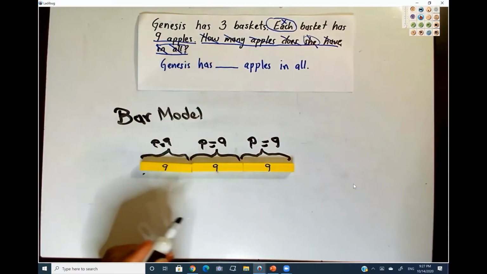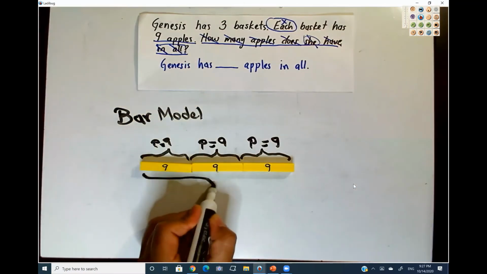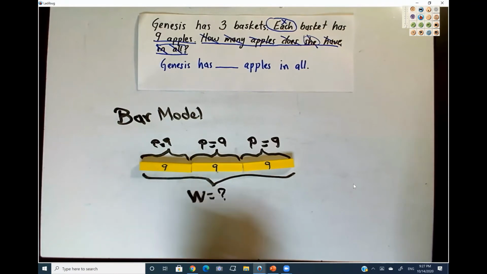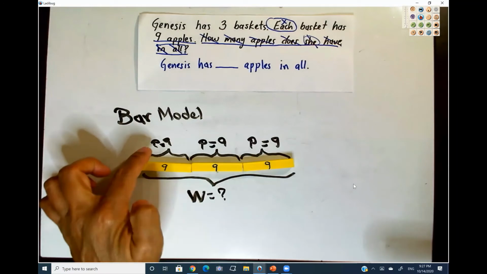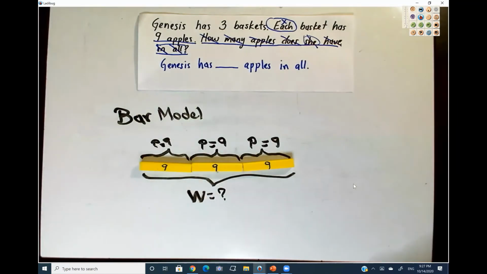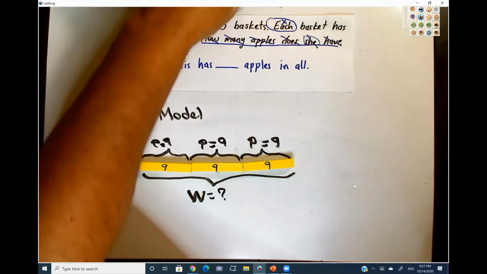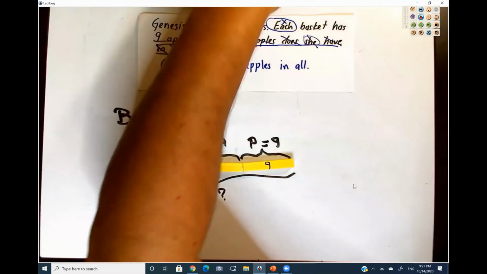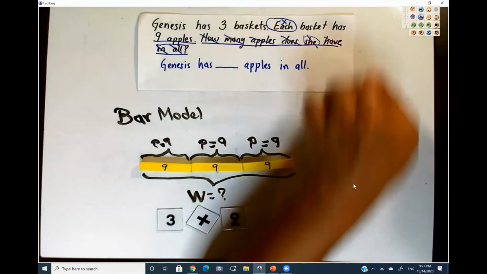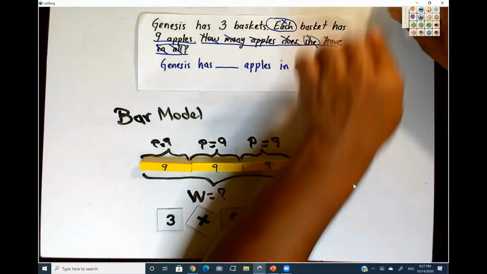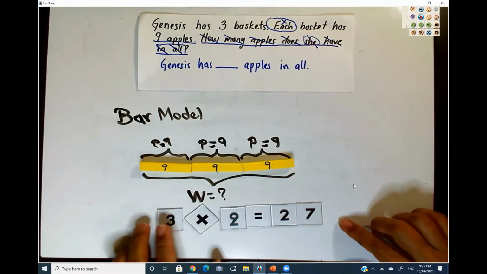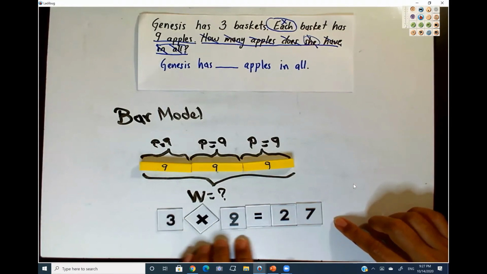But in multiplication, we're trying to find the whole. So in multiplication, we don't know the whole. And when we add again, 9 plus 9 plus 9, we're going to find out that the answer is 27. So for that case, we're going to use multiplication: 3 groups of 9 equals 27. So this is going to be called the algorithm. You are going to know it too as a number sentence.